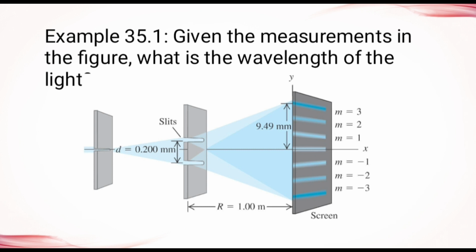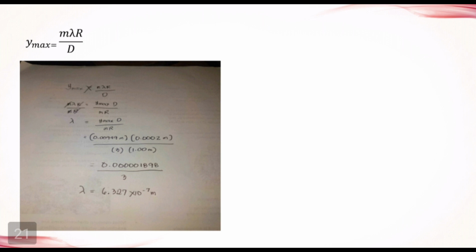So let's try this example 35.1. Given the measurements in the figure, what is the wavelength of the light? To solve for the wavelength, we need to derive it from the formula y max is equal to M times wavelength times R over d. So to get the formula for wavelength, you need to rearrange the formula.